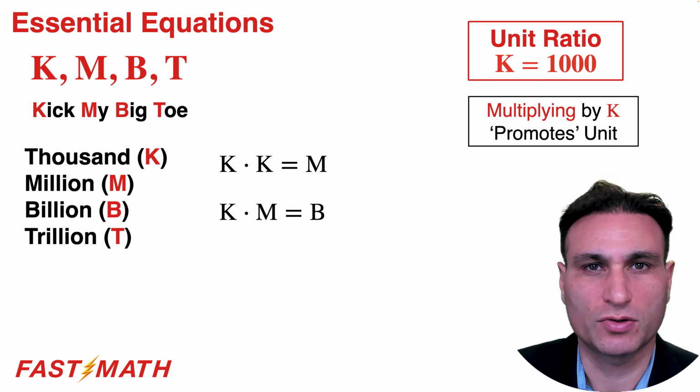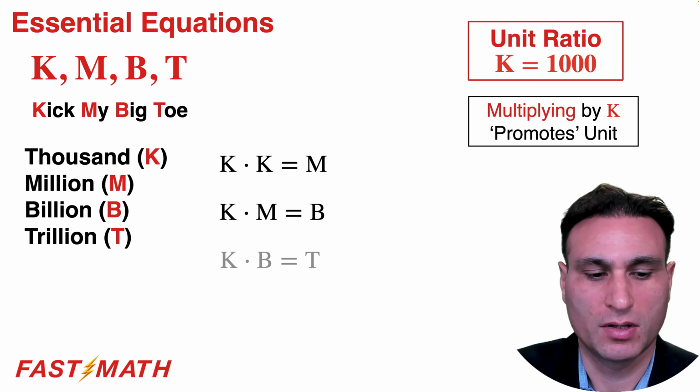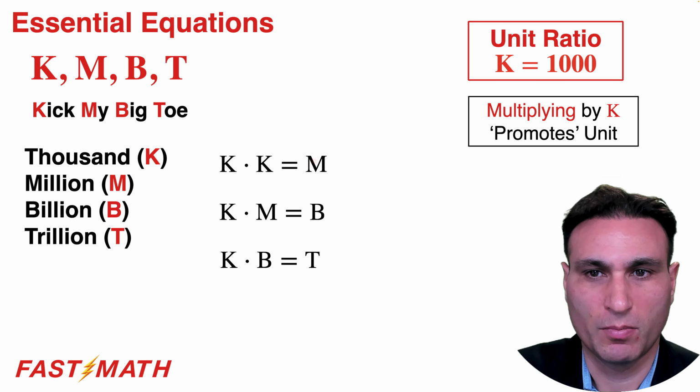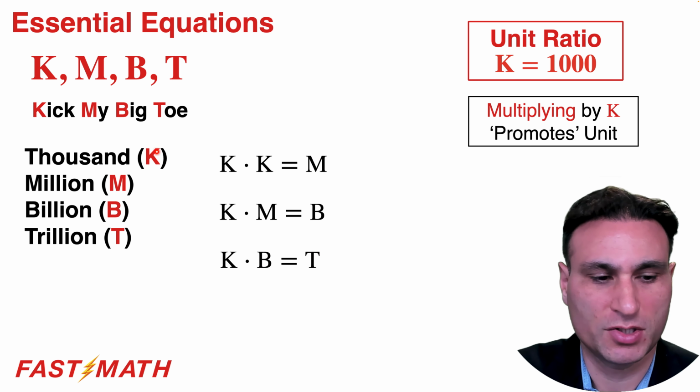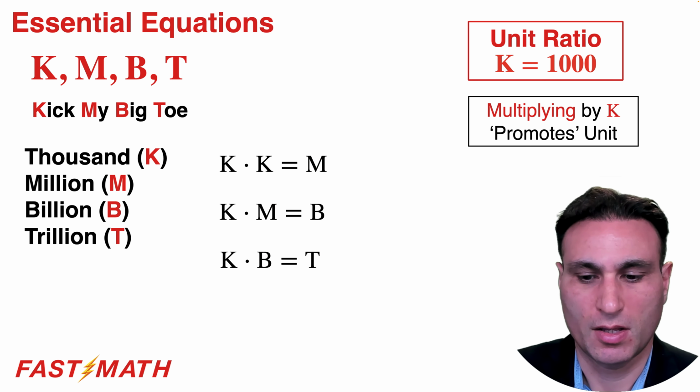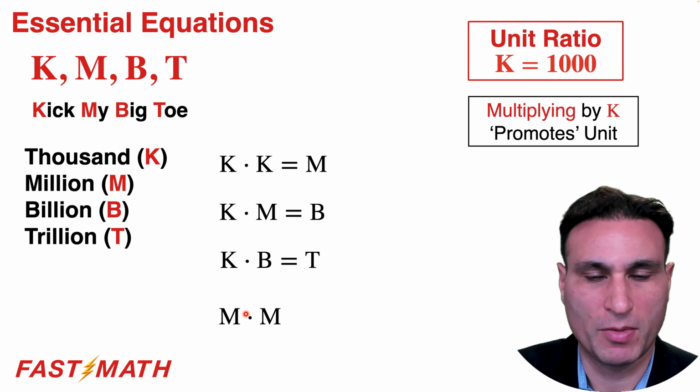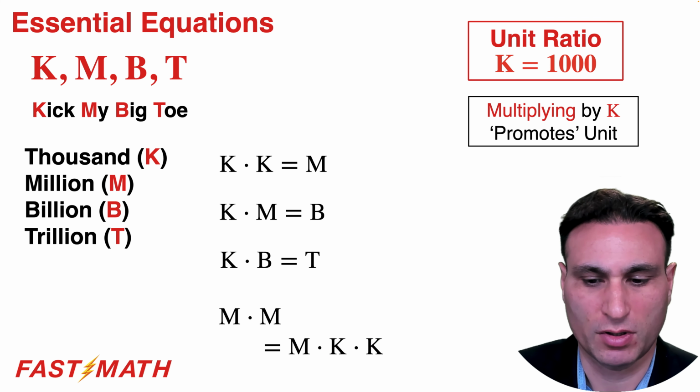We have one more essential multiplication fact. 1,000 times billion equals trillion. And these are the most important unit multiplication facts. In each fact, multiplying a unit by 1,000 takes you to the next larger unit, so just learn the unit sequence KMBT. And one last equation, what is a million times a million? Well, a million is 1,000 times 1,000. So we multiply a million by 1,000 twice. 1,000 times million is billion, and then billion times 1,000 is trillion. So million times million equals trillion.